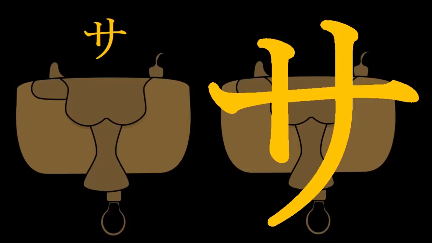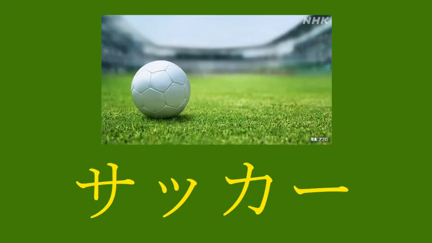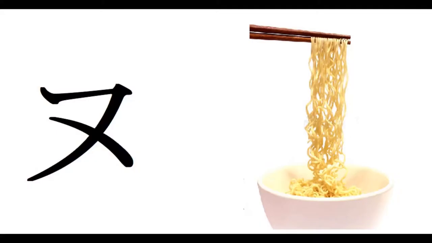The kana for sa looks like a saddle, with the bottom curve being the stirrups, and the protrusions at the top being the pommel and cantle. And remember that in hiragana, the small tsu kana can change the pronunciation of a word, making a slight pause and putting a slight emphasis on the following consonant. The same is true for katakana. So what is this word?